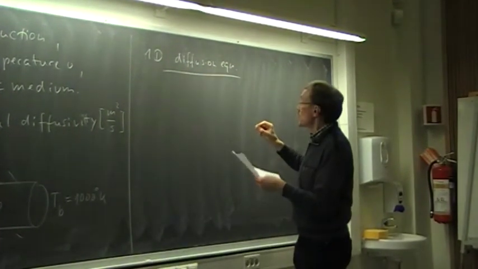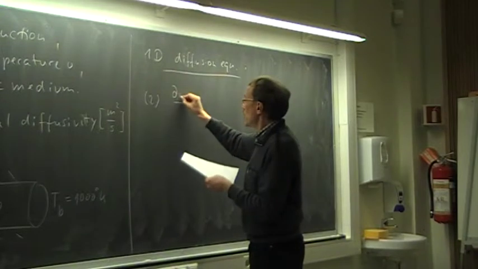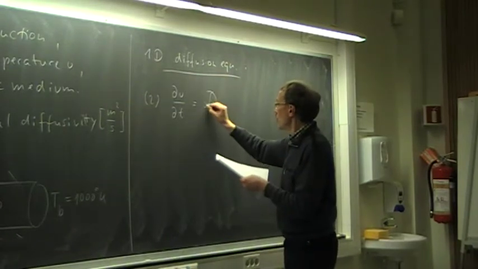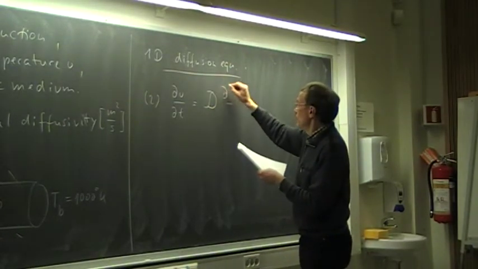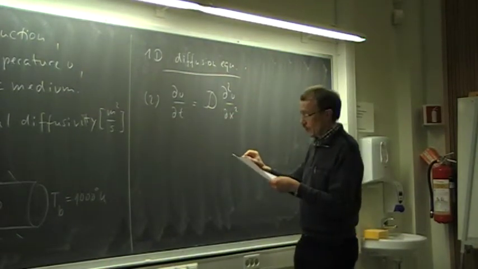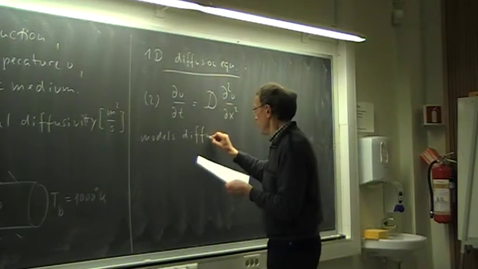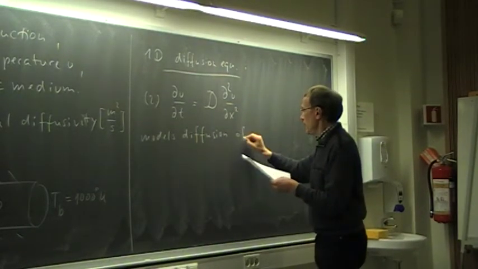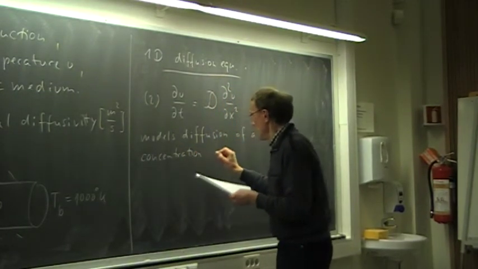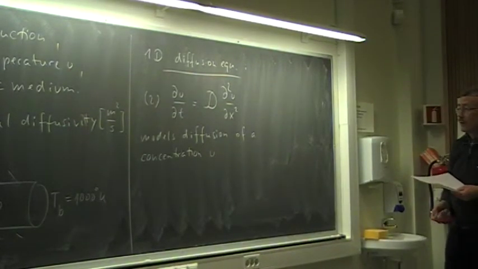And that looks similar. It is just the meaning that we are studying of the variables and also the coefficients. The coefficient is different. Usually it is some curly d times d squared u dx squared, and that models diffusion of a concentration U.